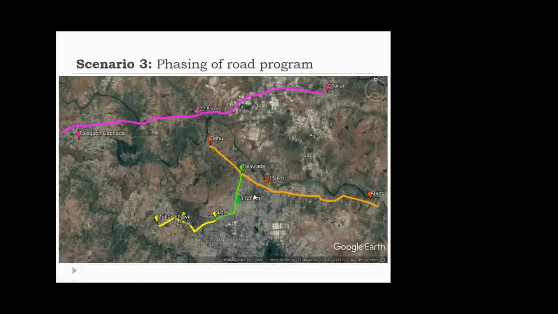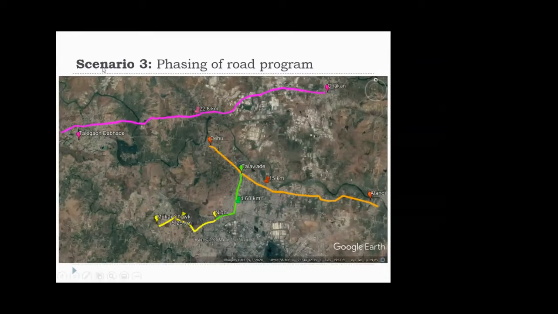They cannot develop all four roads one at a time, or all four at a time. They need to phase it. Phase it, as in, they need to decide which road they will construct first, then after how many years the second road will be taken up for construction, then the third, then the fourth. So that is the phasing of the road program.